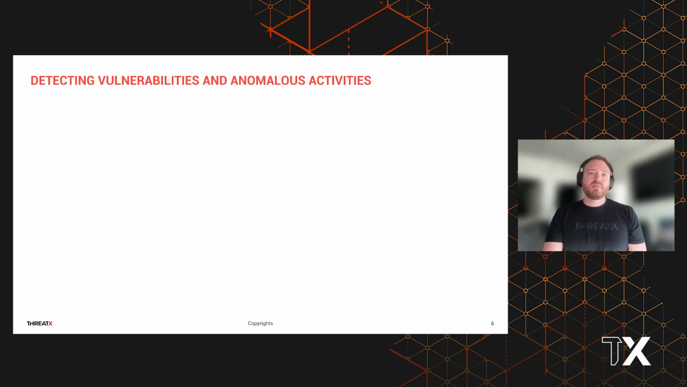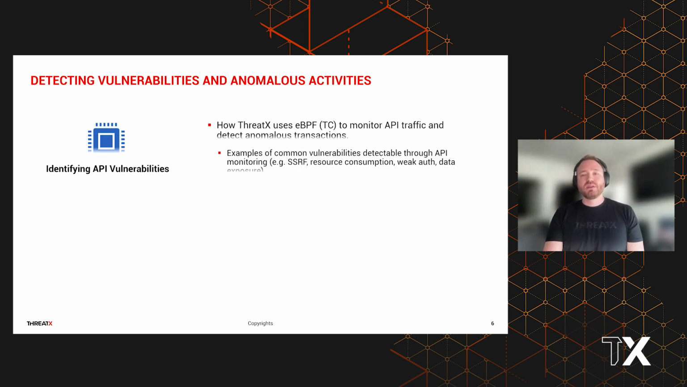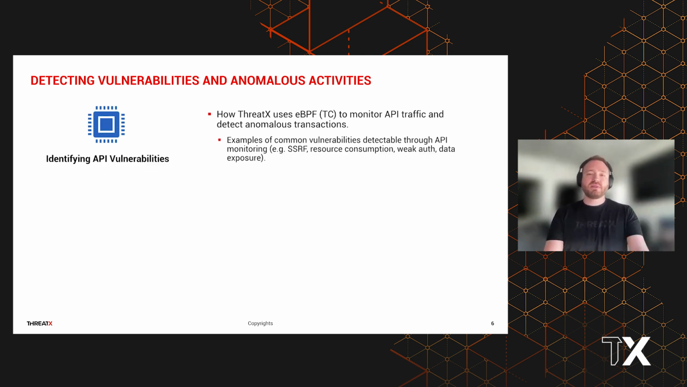Now, let's talk a little bit about the vulnerabilities and malicious activities that we can see with ThreatX RAP. So first and foremost, API vulnerabilities. Your applications are running, they're processing API transactions. Those transactions often happen in significant volume and can spike over time, and they'll often come in waves depending on what type of business you run.